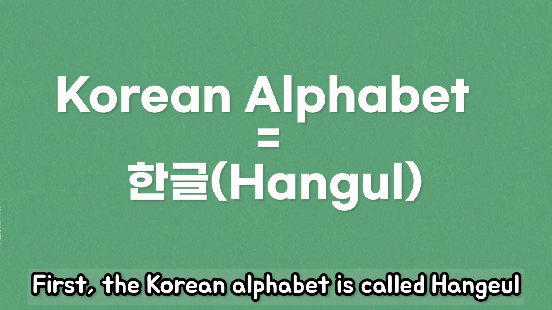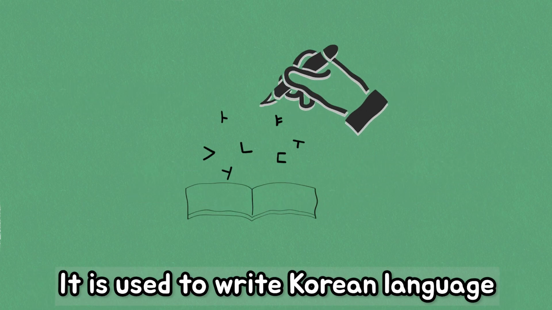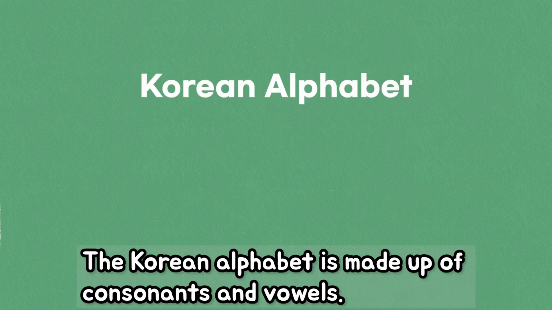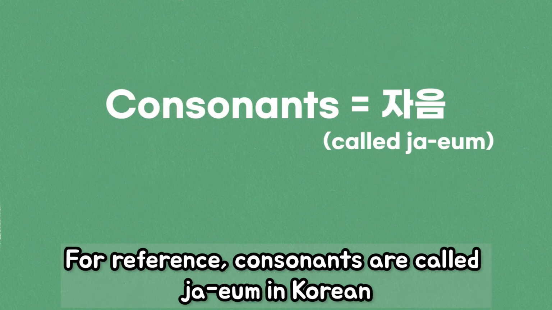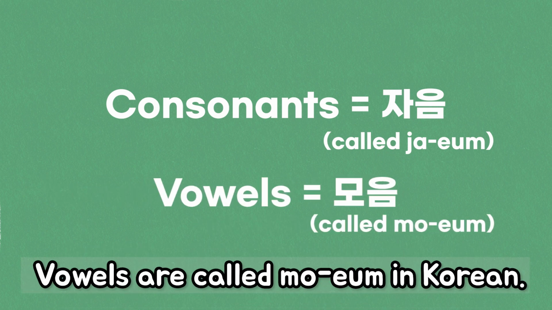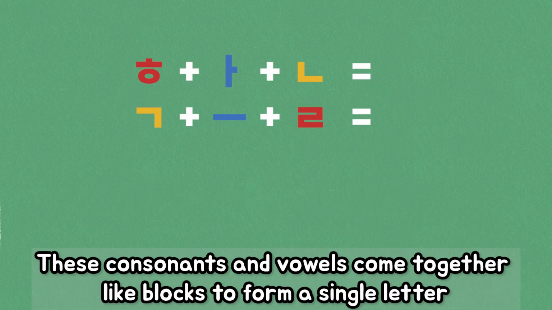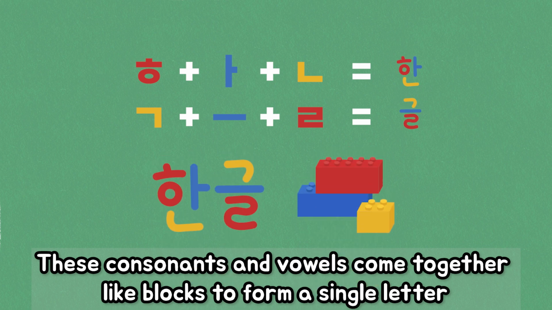First, the Korean alphabet is called Hangul. It is used to write the Korean language. The Korean alphabet is made up of consonants and vowels. For reference, consonants are called jaeum in Korean. Vowels are called moeum in Korean. These consonants and vowels come together like blocks to form a single letter.